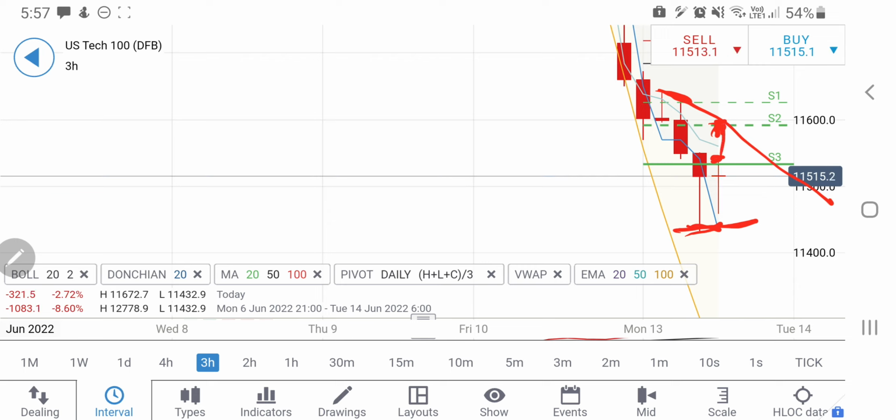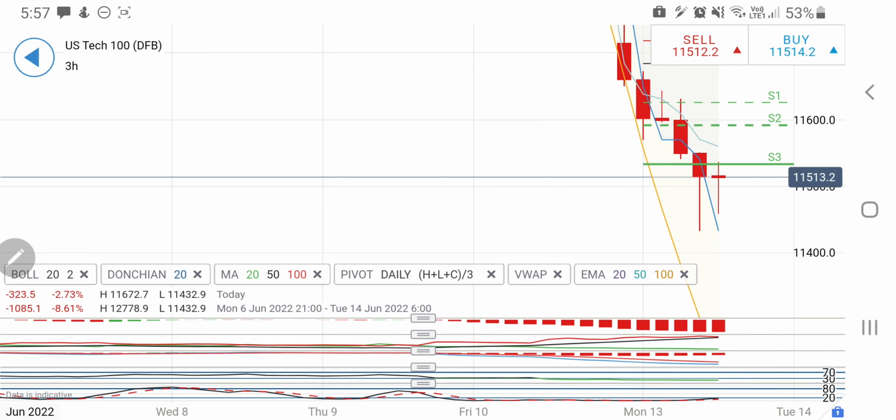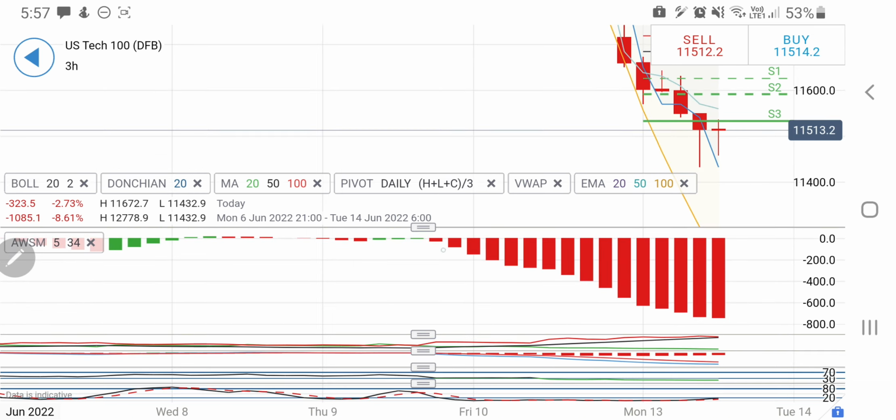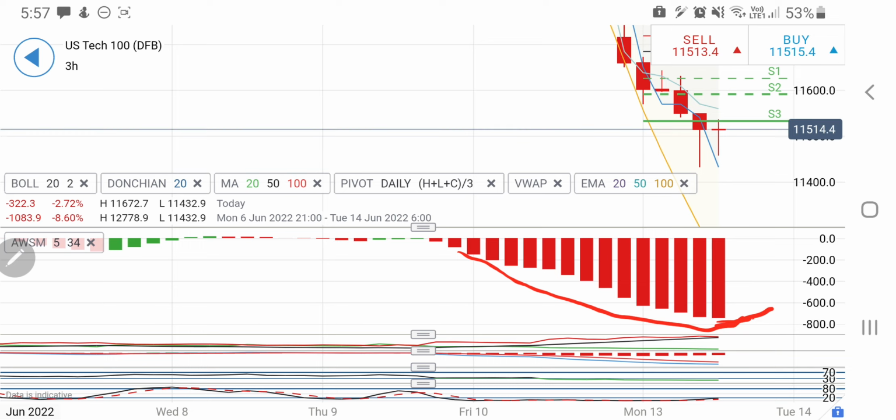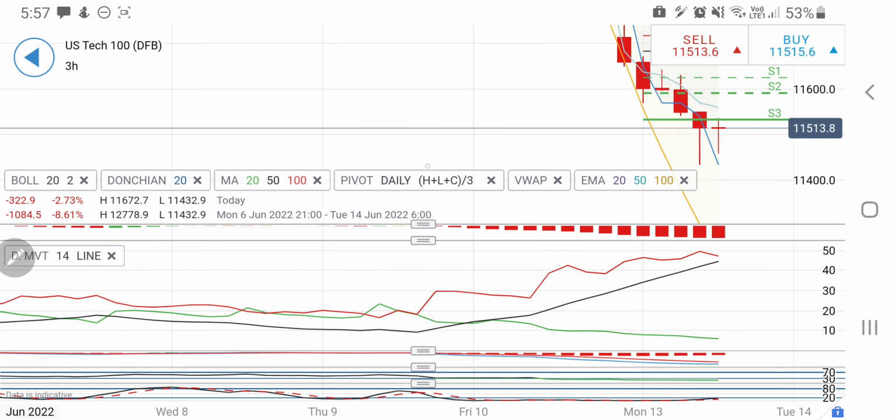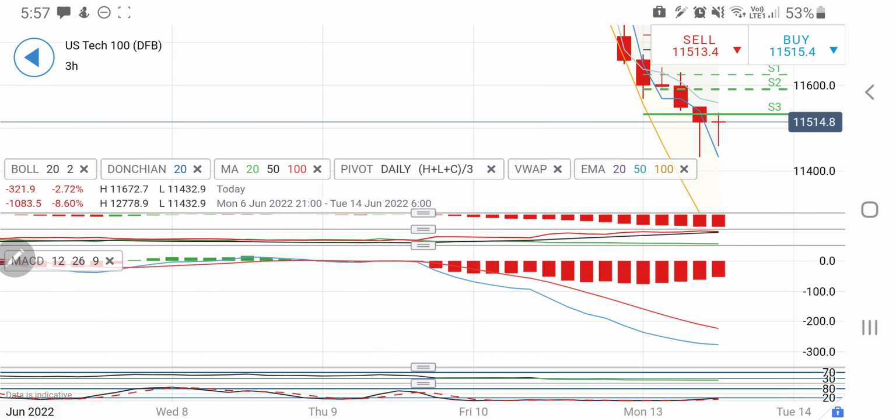Beyond that, I will be looking forward to 11,600, and once it breaks 11,600, 11,650 is the next target. If it stays above 11,650, one can expect a sharp reversal towards 11,800 levels. If you look at the awesome oscillator here, it is still trading negative at minus 800 levels, and probably from here some convergence is required, and we may see more green candles here, hence a rise can be expected. The directional movement is extremely divergent, and hence it may start to converge from here.